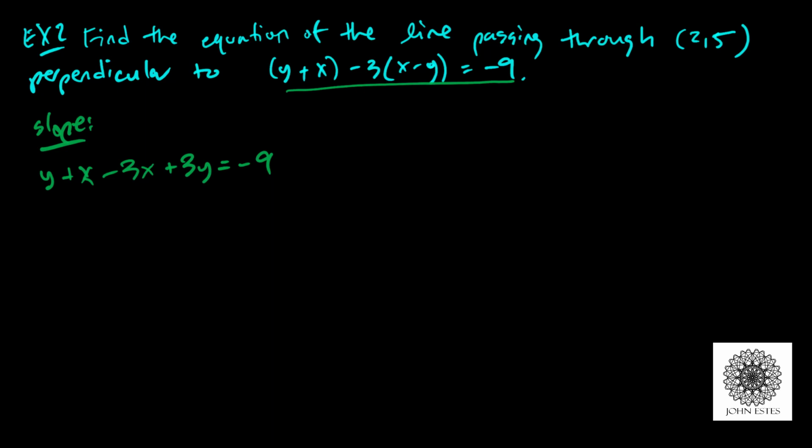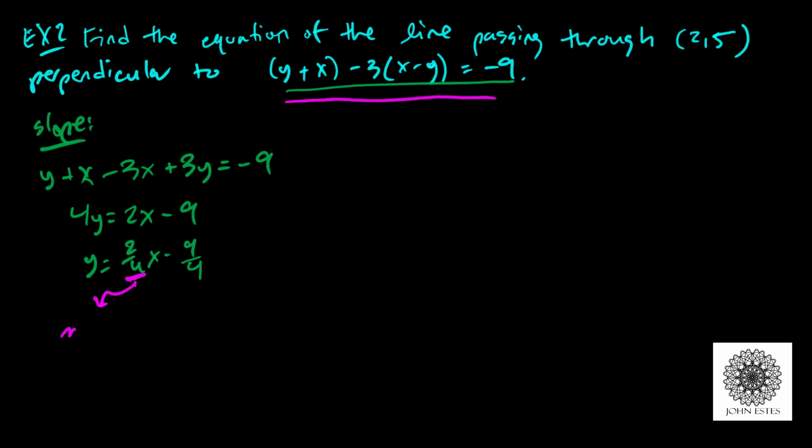So if I get all my x's on one side, I have 4y on the left. Plus x and a minus 3x becomes a negative 2x, and I add that over. So that's 2x minus 9. Then when I divide by 4, I get 2/4 x minus 9. And that tells me the slope, not of the line I want, but of this line. So I have a slope of 2/4, which is 1/2. So the slope I care about, since these lines are perpendicular, is the negative reciprocal of that. So that's going to be negative 2 over 1, or in other words, negative 2. That's the slope I want.